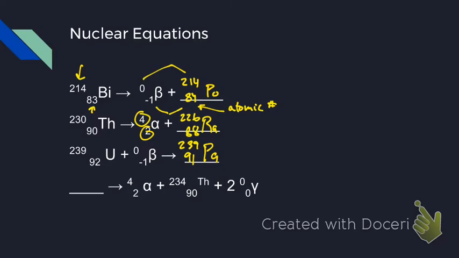So we look at this one. If you look at this, the gammas don't really matter. You have 90 and then 2. So this would be 92 here at the bottom, and then 238. So 92 would be uranium.